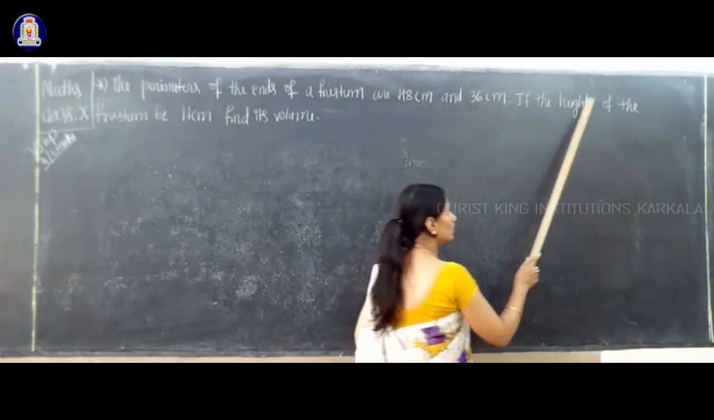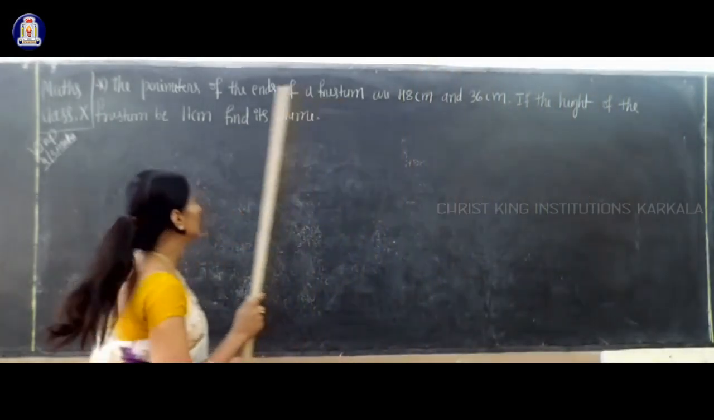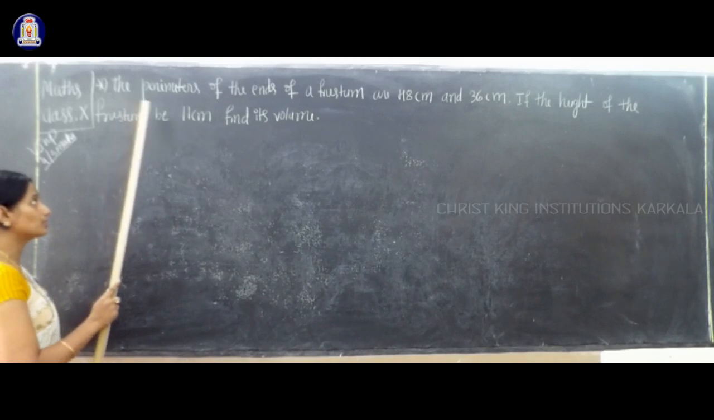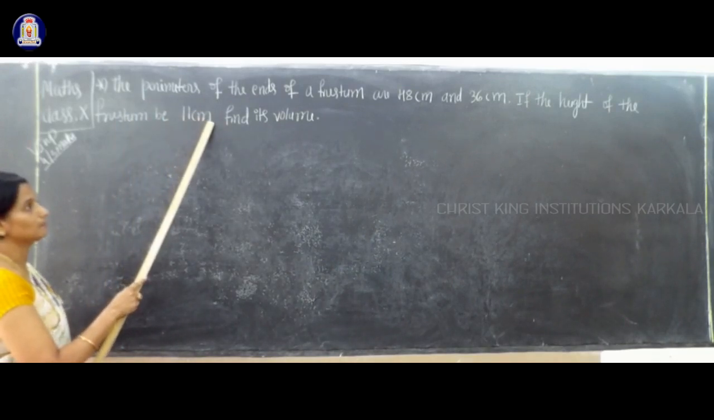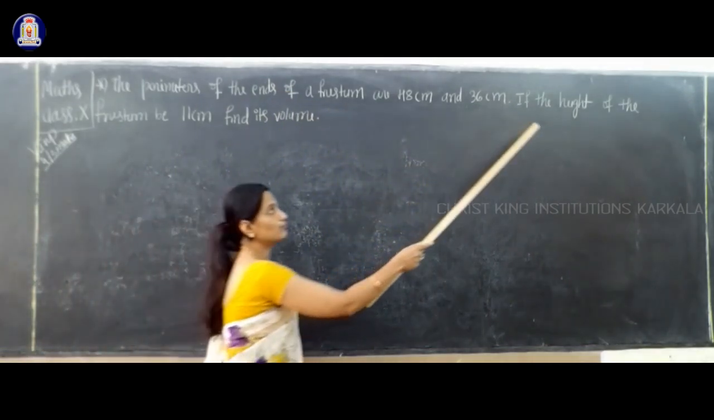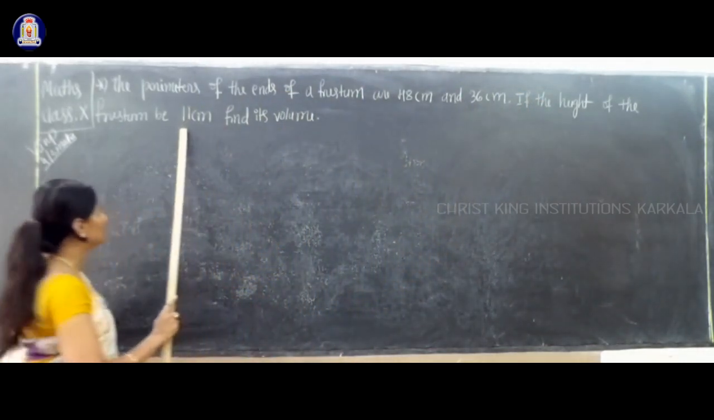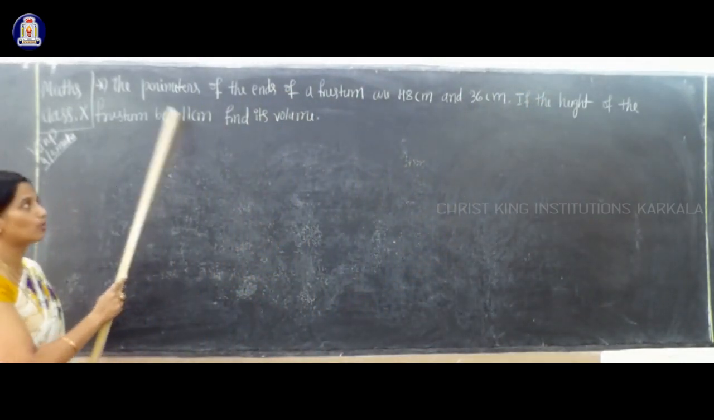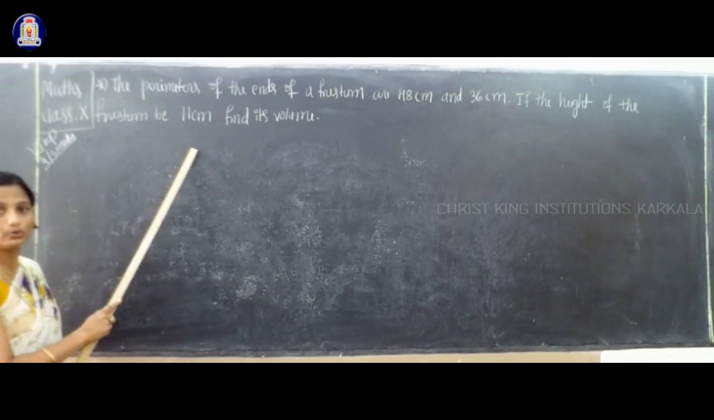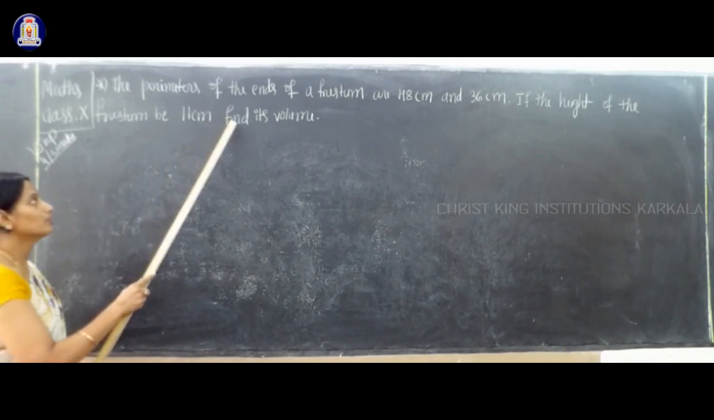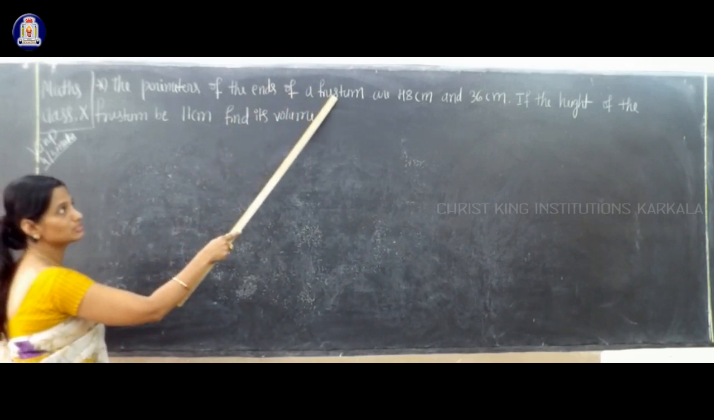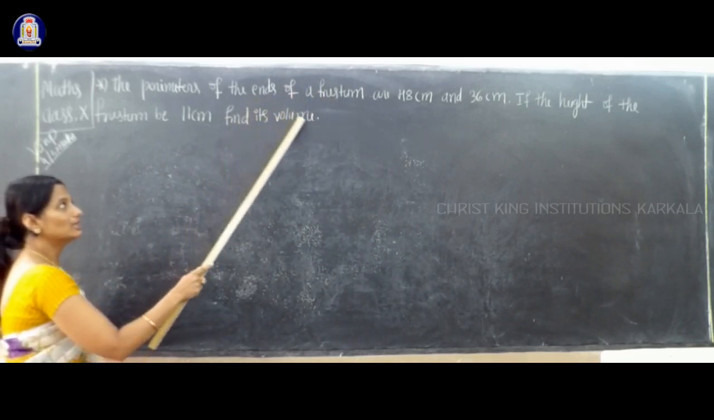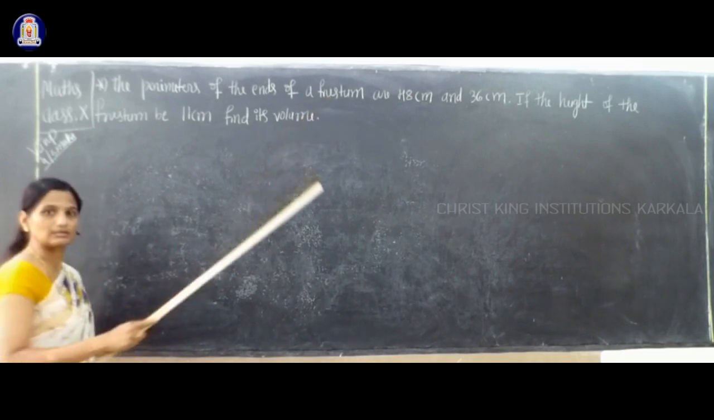If the height of the frustum is 11 centimeter, so H is equal to 11 centimeter. Find its volume, that is, find the volume of the frustum.